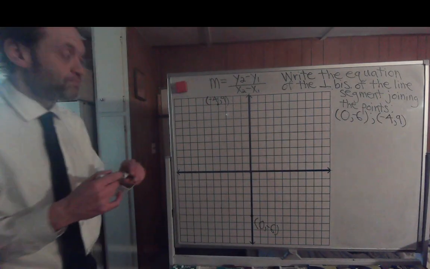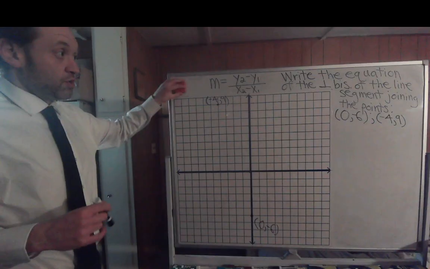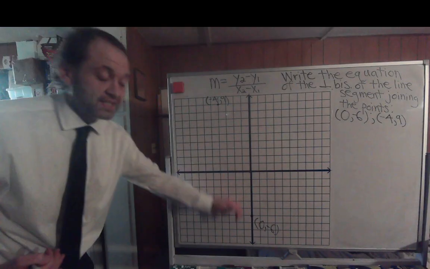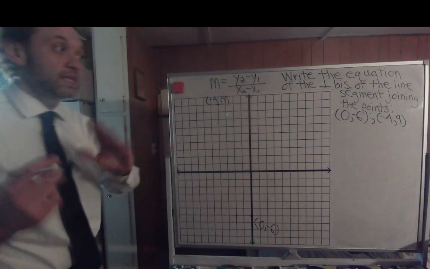All right. So the perpendicular bisector means it's perpendicular to this line segment at its midpoint. So let's go ahead here, find the midpoint. Let's start there.